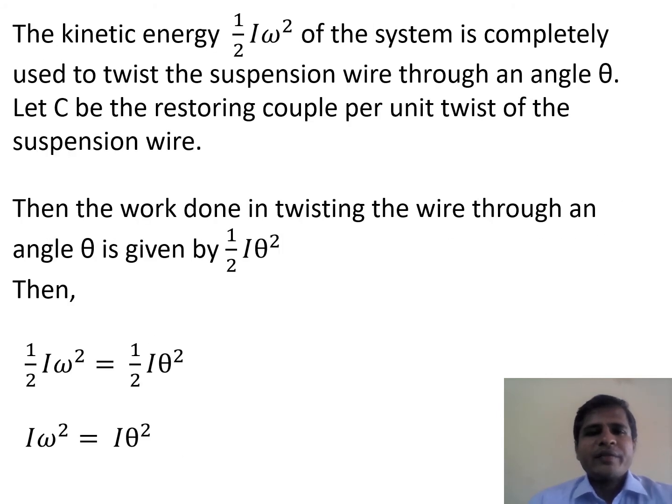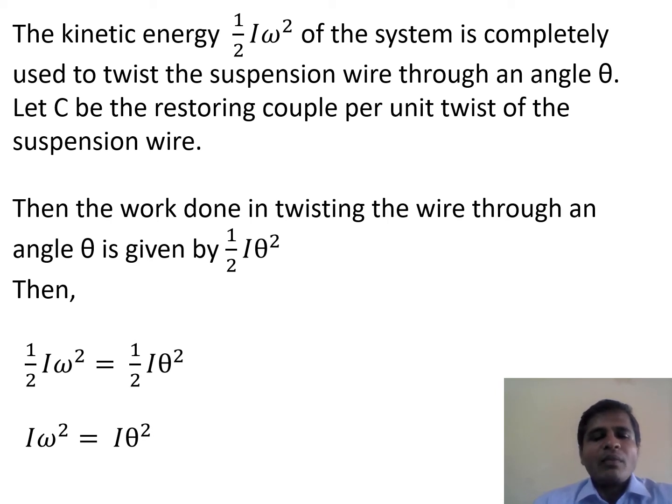The kinetic energy of the rotating system is given by half I omega square, where I is the moment of inertia of the rotating body and omega is the angular velocity of the rotating body. And this kinetic energy is used to twist the suspension wire through an angle theta. Let capital C be the restoring couple for unit twist of the suspension wire. Then the work done in twisting the wire through an angle theta is given by 1 upon 2 into C theta square, where C is the restoring couple per unit twist and theta is the deflection.